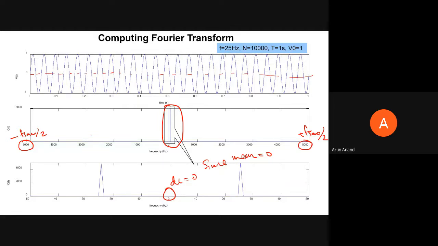Now, this is nothing but a zoomed in version of the upper plot. The upper plot I have shown to show you the entire band from minus 5,000 to plus 5,000. Below you can see this is at minus 25 hertz, and this is at plus 25 hertz. Okay. One of the things you should note is that it should have been a straight line here, a single line.